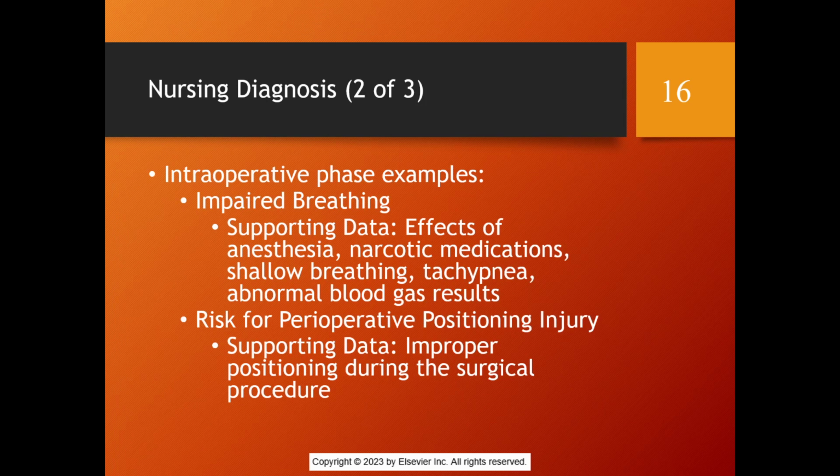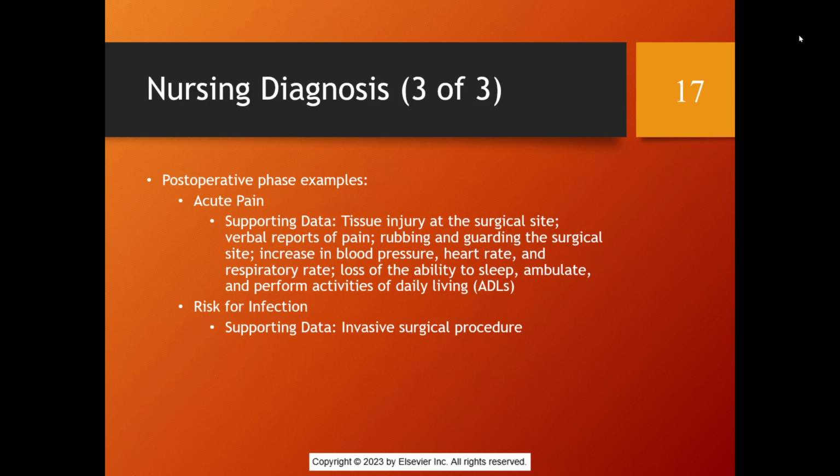Slide 17. In the postoperative phase, the patient is recovering from surgery. Two common nursing diagnoses during this phase are acute pain and risk for infection. Acute pain is a common postoperative complication due to tissue injury at the surgical site. This can manifest as verbal reports of pain, rubbing and guarding the surgical site, increase in blood pressure, heart rate, and respiratory rate, and loss of the ability to sleep, ambulate, and perform activities of daily living (ADLs). As a nurse, your role is to assess the patient's pain level regularly, administer prescribed pain medications, and implement non-pharmacological pain relief strategies such as relaxation techniques, distraction, and cold or heat therapy.